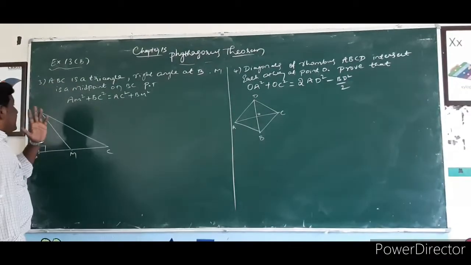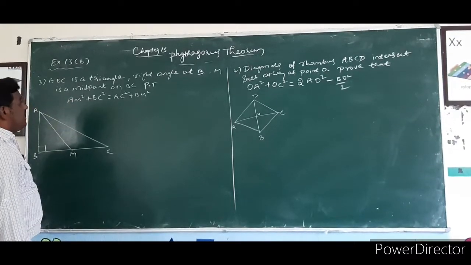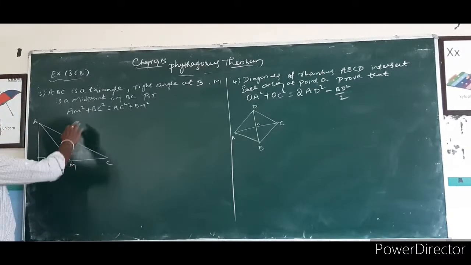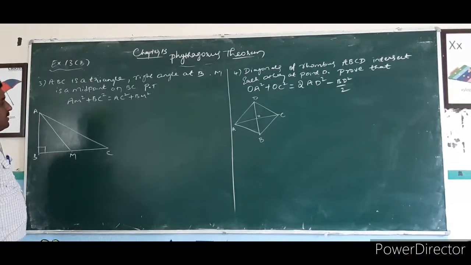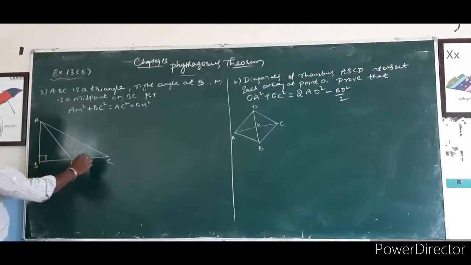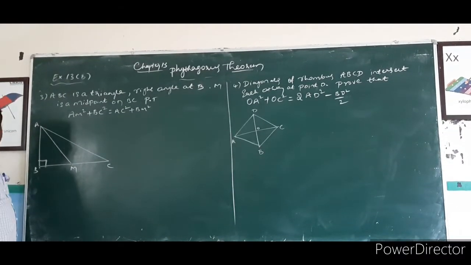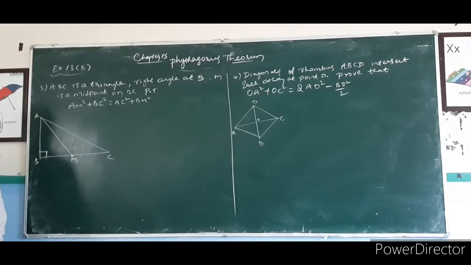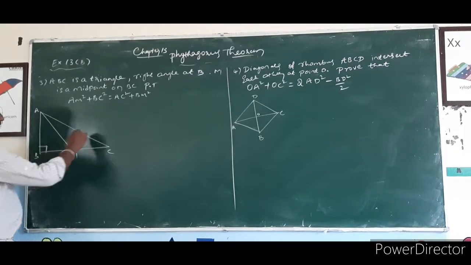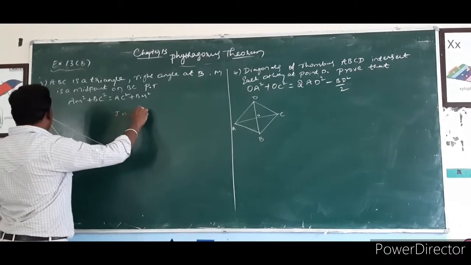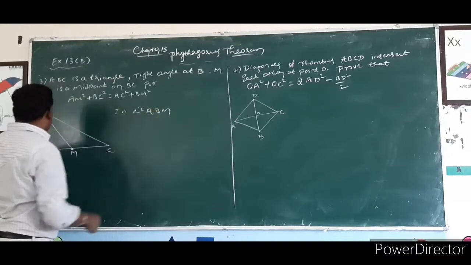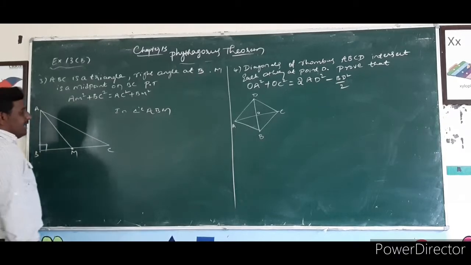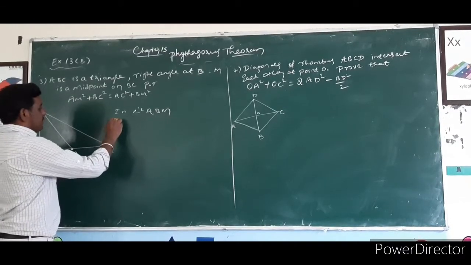Next problem. Triangle ABC is a triangle with right angle at B. M is the midpoint on BC. Prove that AM square plus BC square is equal to AC square plus BM square. Here ABC is a right angle triangle, 90 degrees at B, and M is the midpoint on BC. I am considering triangle ABM, the first right angle triangle, in which we will get the AM square side. So apply Pythagoras theorem for this one.